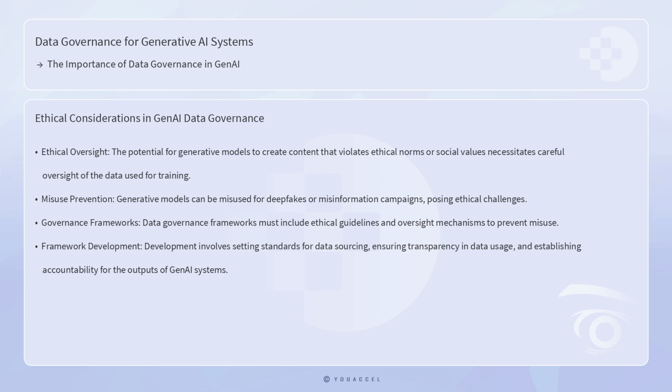Data governance frameworks must, therefore, include ethical guidelines and oversight mechanisms to prevent such misuse. The development of these frameworks involves setting standards for data sourcing, ensuring transparency in data usage, and establishing accountability for the outputs of GenAI systems.